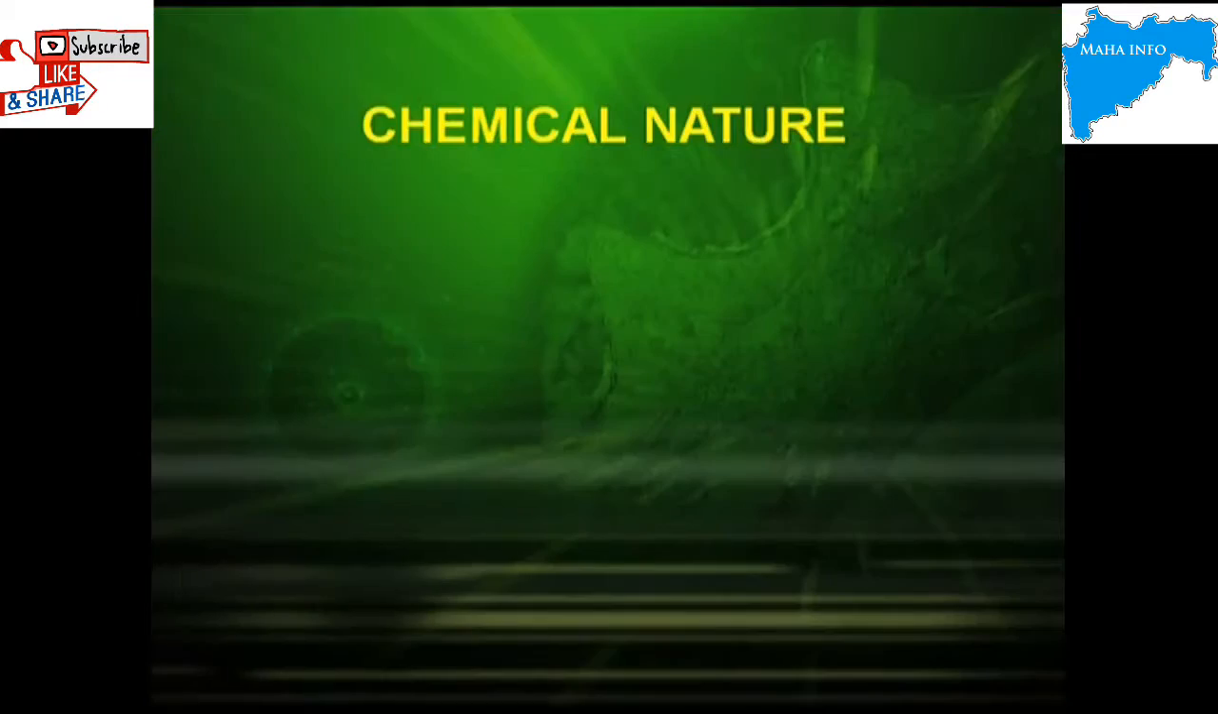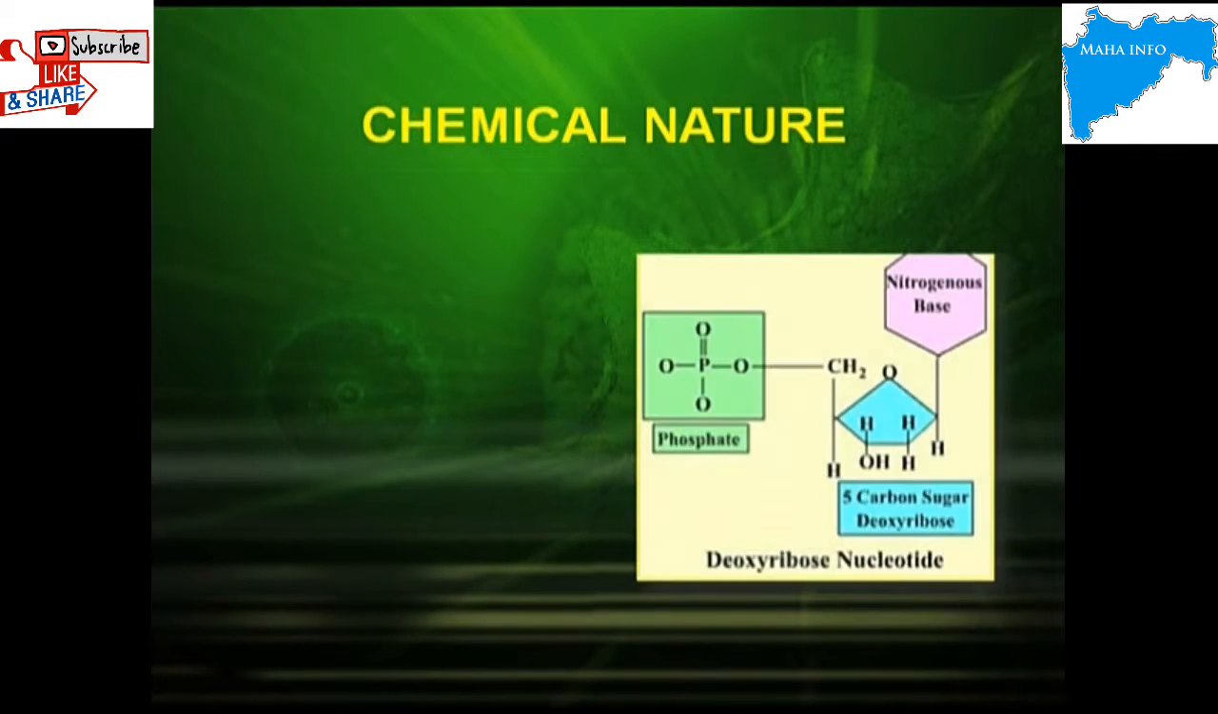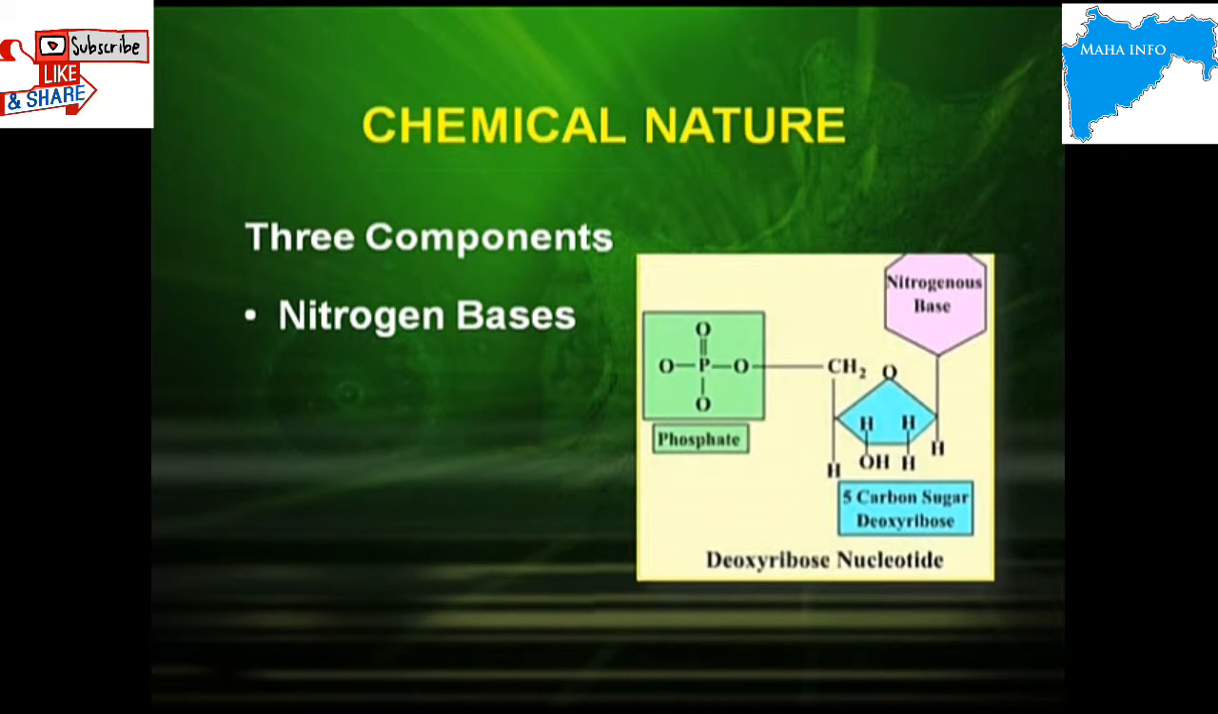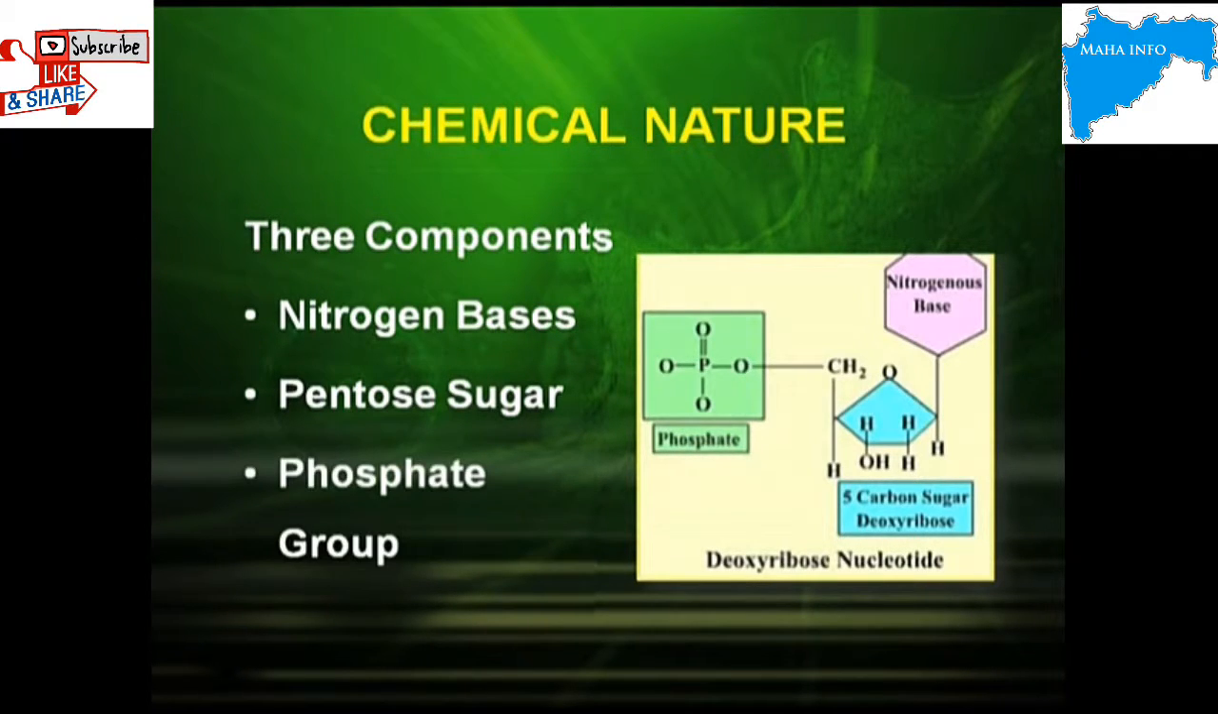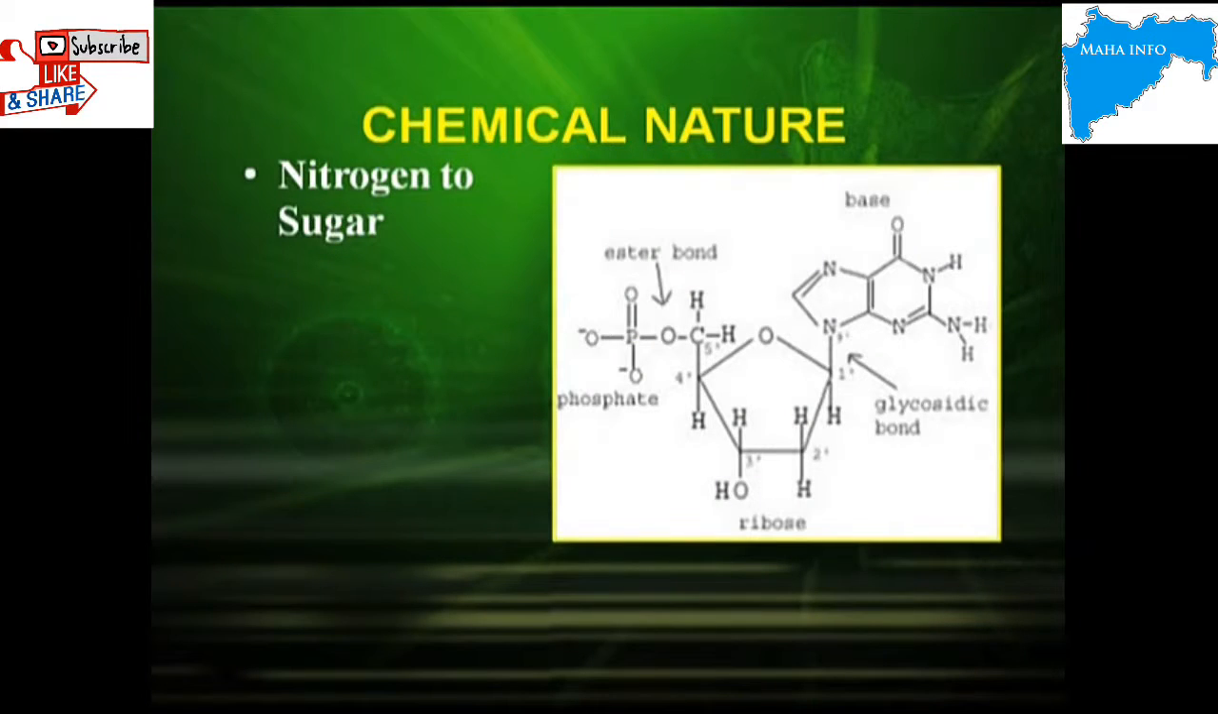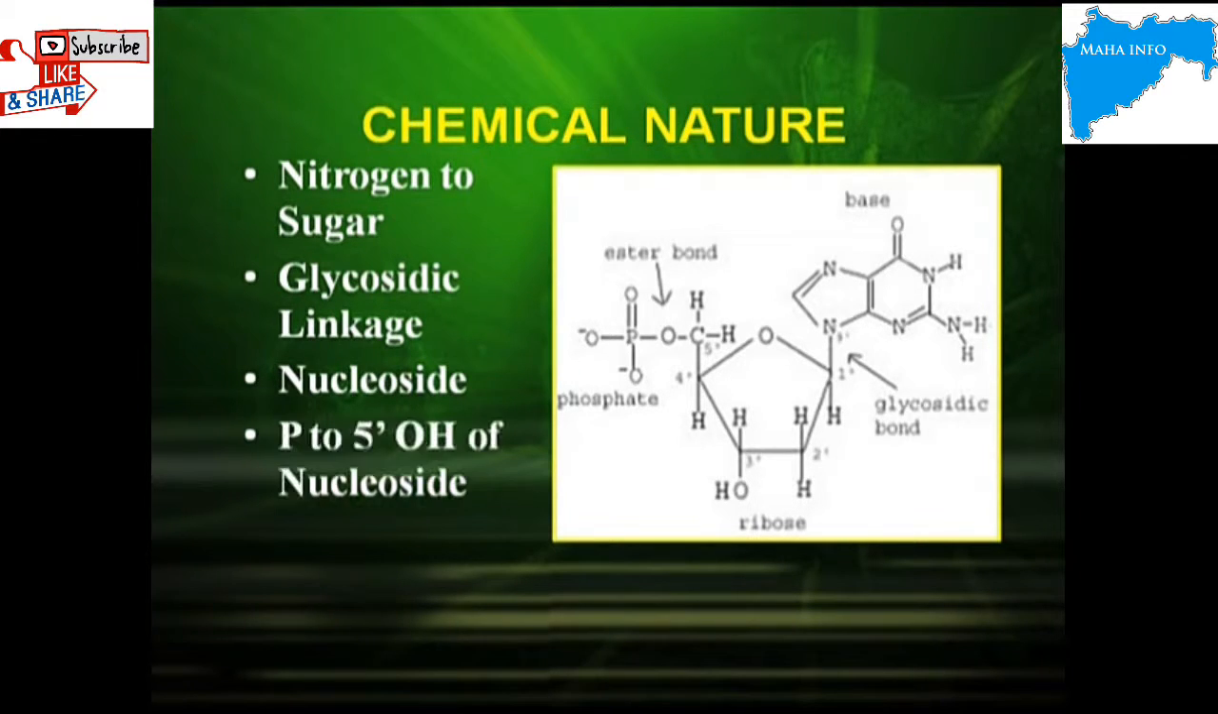Now, let us recall the chemical nature of DNA. As you can see in the diagram, there are three important components: the nitrogenous bases, pentose sugar and phosphate group. The nitrogenous base is attached to the sugar with the help of a linkage called glycosidic linkage. The combination of nitrogenous base and sugar forms a nucleoside. The phosphate group is attached to the 5' OH of the nucleoside with the help of a linkage called phosphodiester linkage.